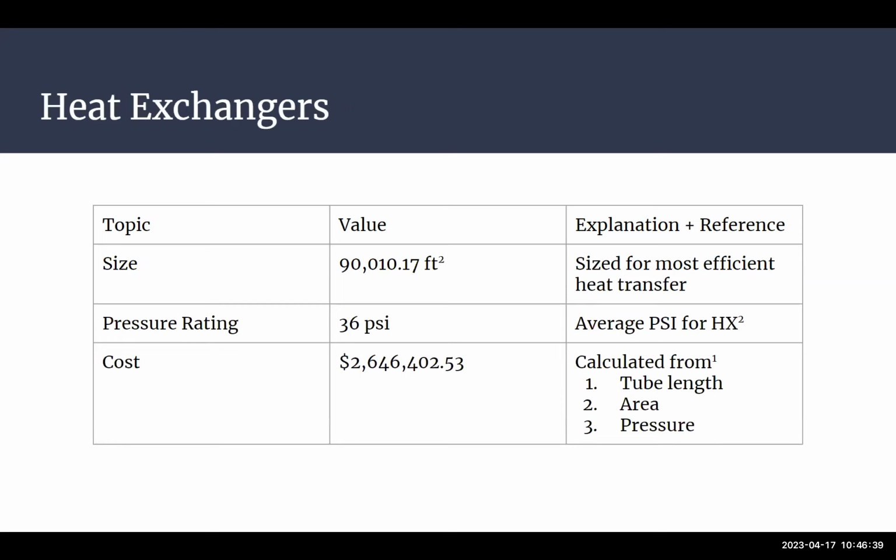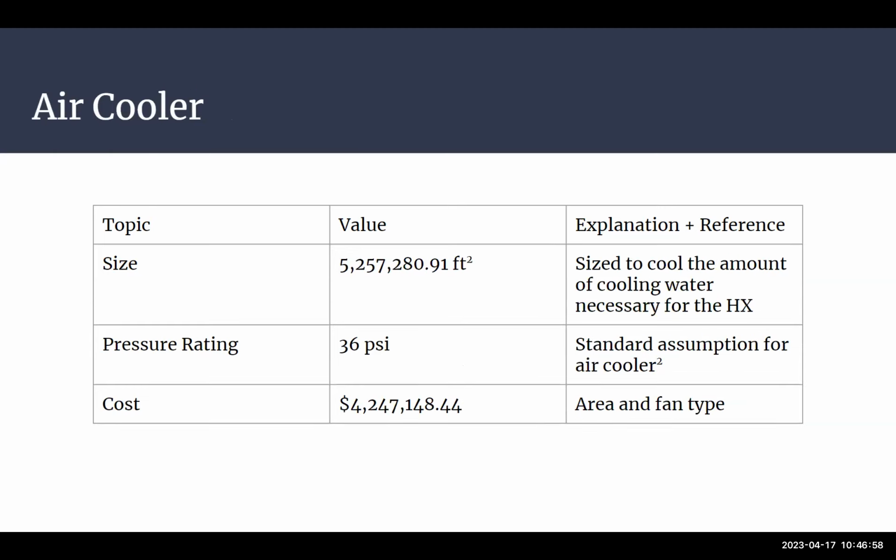And then for the heat exchangers, we have 3 main heat exchangers. There's two interstage coolers and 1 recycle cooler. And they're all about the same size because they cool the water and the process streams to the same temperatures. So they're all about 90,000 square feet, and they all cost about $2 million. And then for the air cooler, this is what's going to be cooling the cooling water that cools the process stream. So they're about 5,000 or 5 million square feet. And this is just using air to cool the water, and it costs about $4 million.